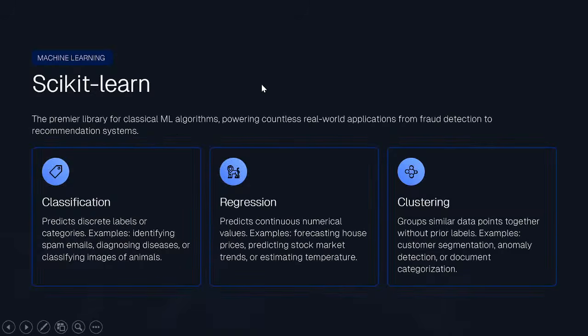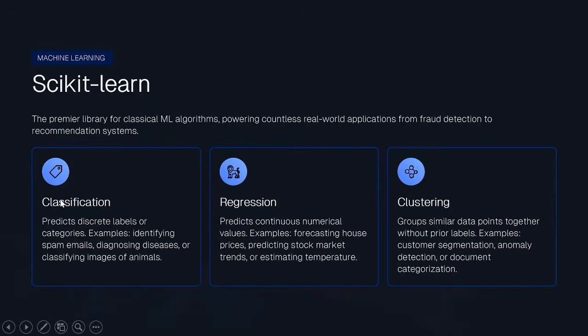Okay, so the next library is the machine learning library, Scikit-learn. It is basically used in machine learning, and it is the primary and base library for machine learning algorithms. It can be used in anything related to machine learning, like classification, regression, or clustering.